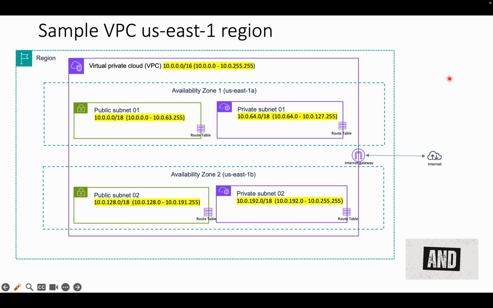We'll create this VPC with the CIDR block 10.0.0.0/16, and we'll create 2 subnets in availability zone 1, and in availability zone 2 we'll create 2 subnets, one public and one private, one public and one private. Let's go to the console.